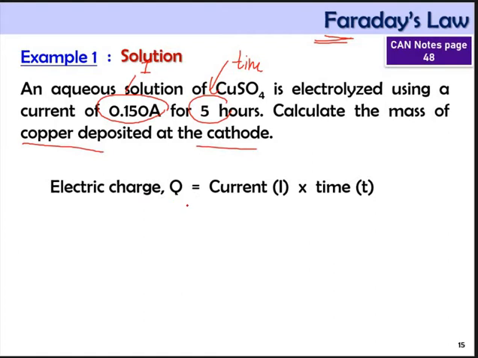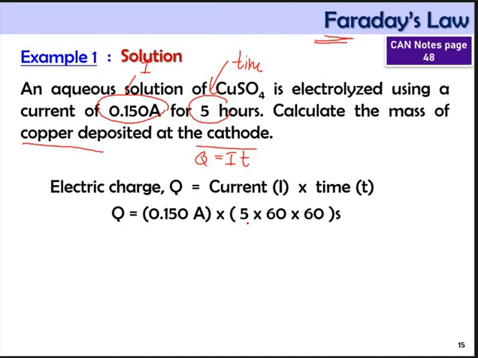The electric charge, which is Q, is equal to IT. Tulis saja formula macam ni pun boleh. Q is equal to IT. So, masukkan nilai. Don't forget to convert the time in hour into second. Dan kita akan dapat dia punya nilai charge 2700 coulomb.